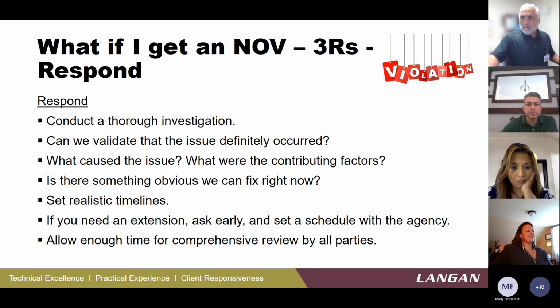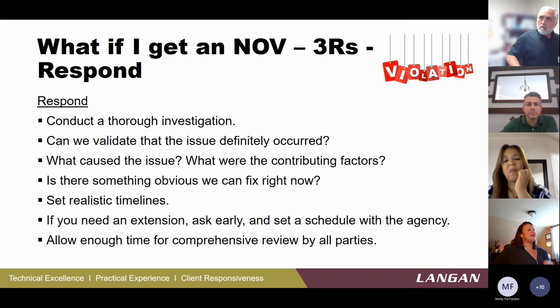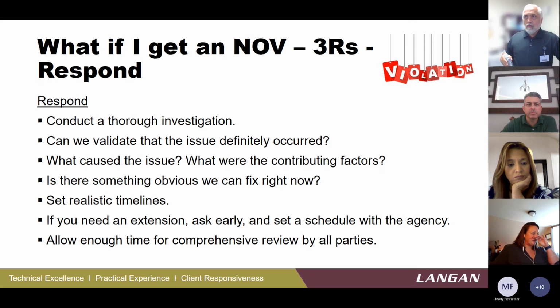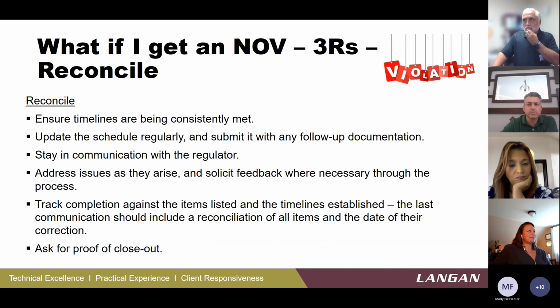The second R is respond. Conduct a thorough investigation, validate that each of those issues actually occurred, and determine the cause of your issue. Is there something obvious, some low-hanging fruit you can fix before that first 30-day deadline for response? Set realistic timelines. Sometimes you can't fix everything within your response window. If you need an extension, ask early and set a schedule. And then always allow enough time for comprehensive review by all parties.